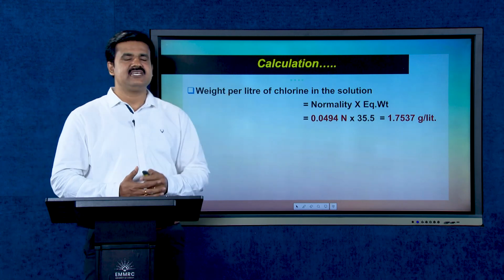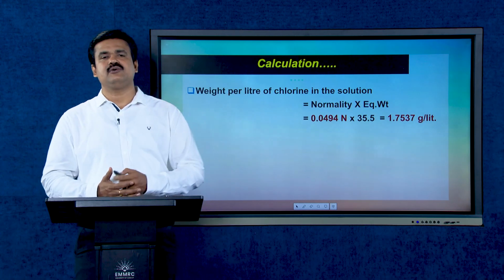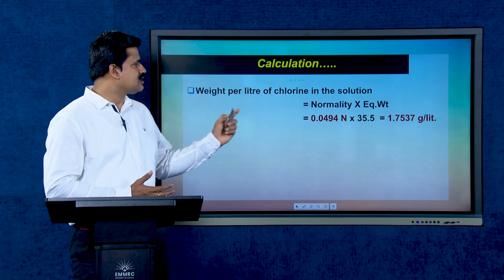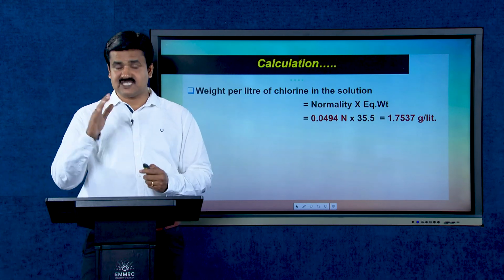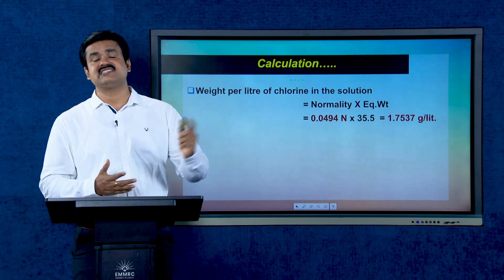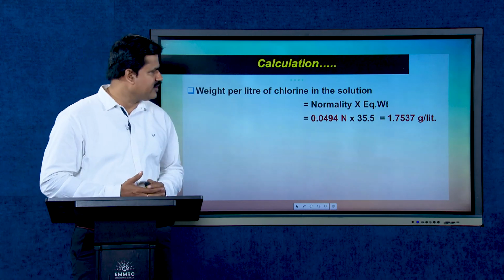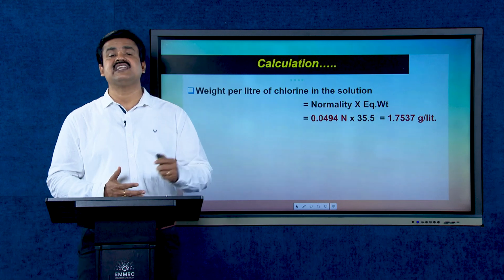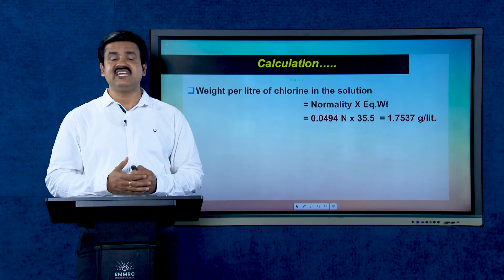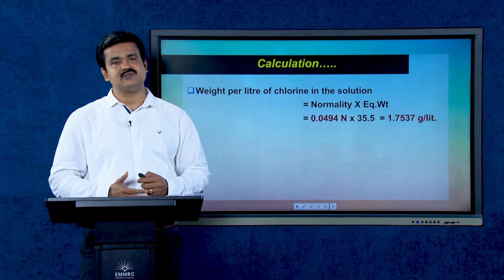Now weight per liter of the chlorine in solution is obtained by the expression weight per liter is equal to normality into equivalent weight. Normality of the solution is equal to 0.0494 normal. Just to multiply with equivalent weight of chlorine, that is equal to 35.5, you will get a final value which is equal to 1.7537 gram per liter. This is the weight per liter of the chlorine in the solution.